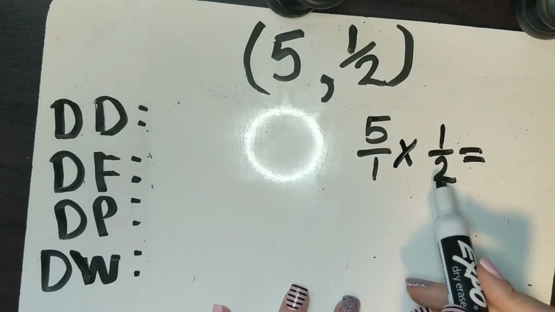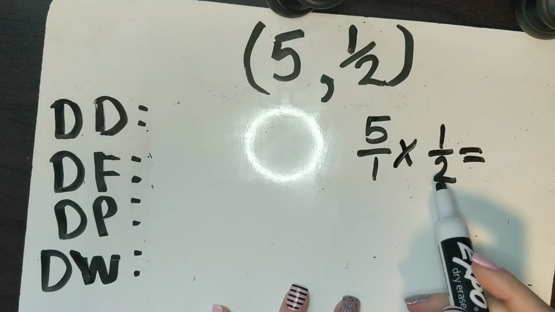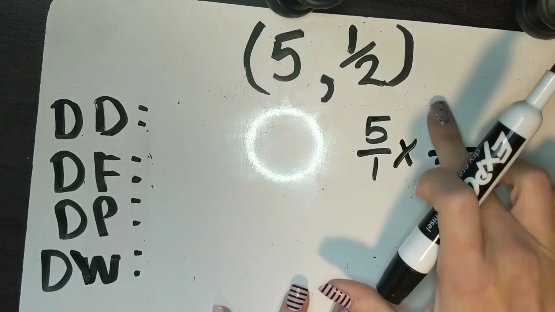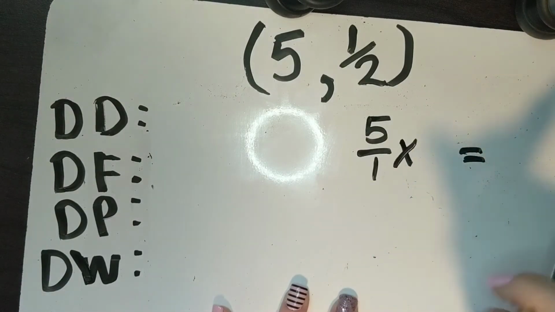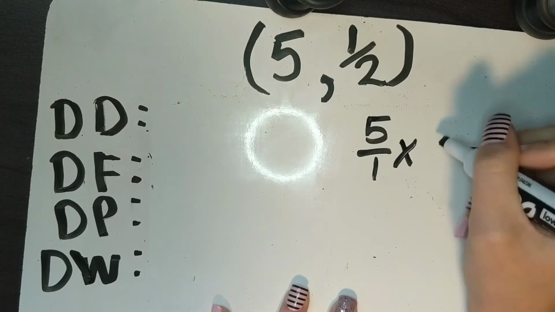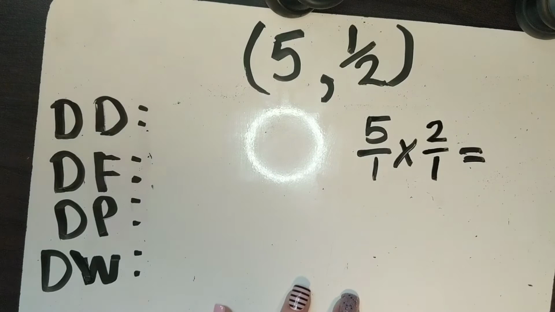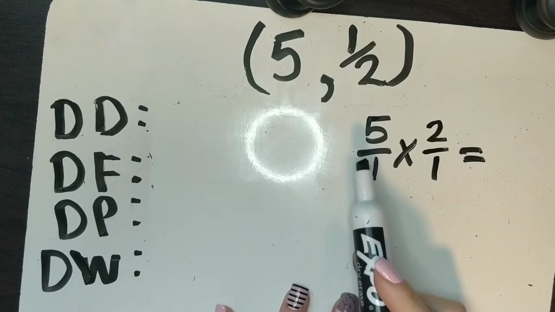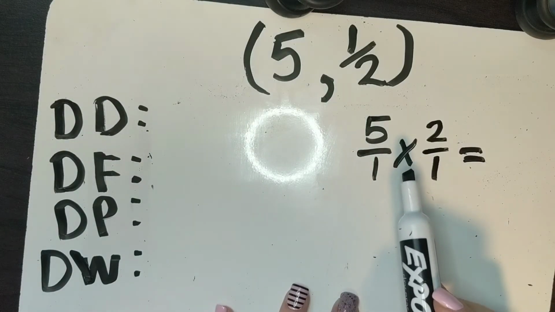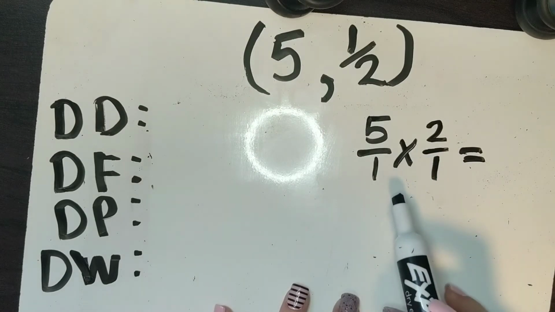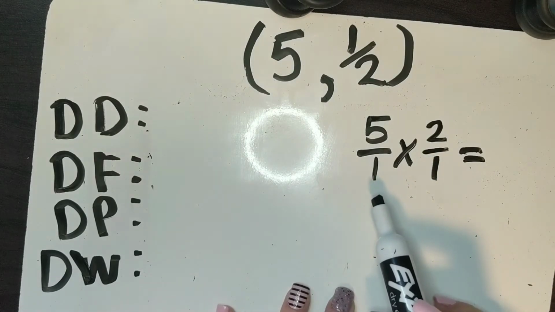Next, I have to go to my second fraction in my problem and I need to flip it or use the reciprocal. So reciprocal just means that instead of having 1 over 2, now I have 2 over 1. So that is how you follow the rules for dividing fractions. Keep the first, change the sign to multiplication, flip the second. Now I'm back to my rules for multiplying fractions.